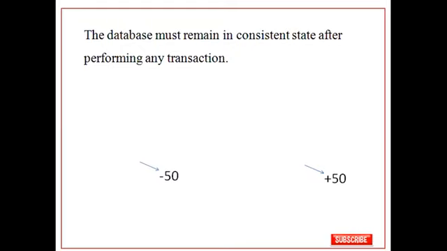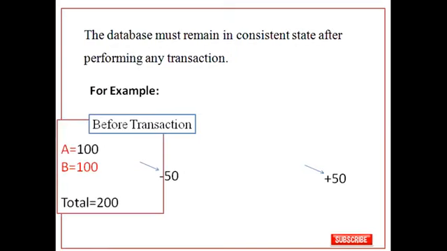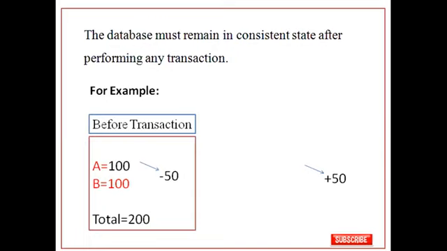Consistent state. For example, this is before the transaction and after the transaction. Before the transaction, transferring funds from account A to account B. After the transaction, account A to account B. I have 2 account holders, account A and account B. Account A has $100 and account B has $100. Now I want to transfer $50 from account A to account B.